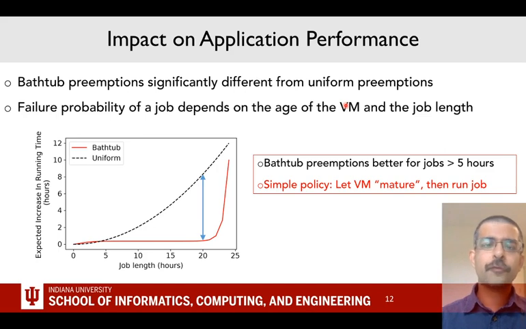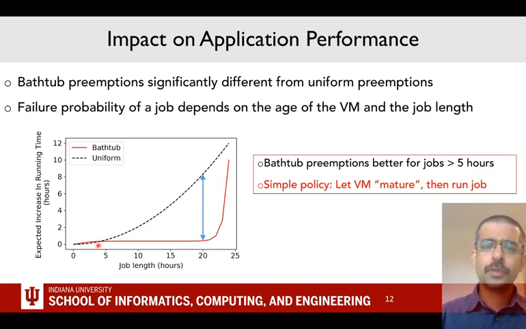So this figure shows what is the expected increase in the running time of a job because of job restarts because of preemptions, right? And the black line shows that increase in running time for uniform preemptions, and this is quadratic in nature. The x-axis is the job length. So this makes sense because the longer the job, the more likely it is to encounter a preemption and the more amount of work that you have to recompute.